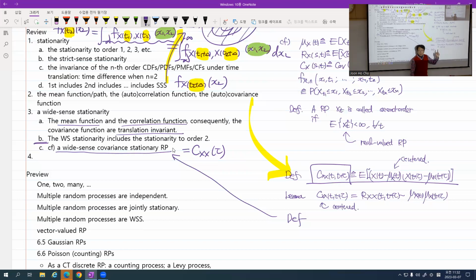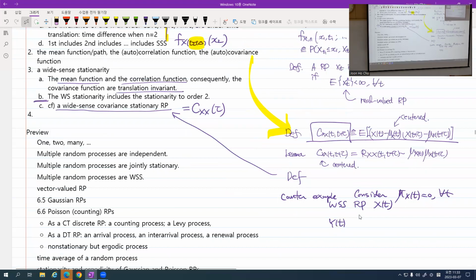However, some random process that has a very strange mean function, which is not constant, may result in this one. For example, consider a zero mean strict-sense stationary random process, X of T, got it? So, a counterexample. Consider a zero mean strict-sense stationary random process X of T. And you define a new random process Y of T that is the sum of X and some arbitrary, non-zero, definitely function of T.